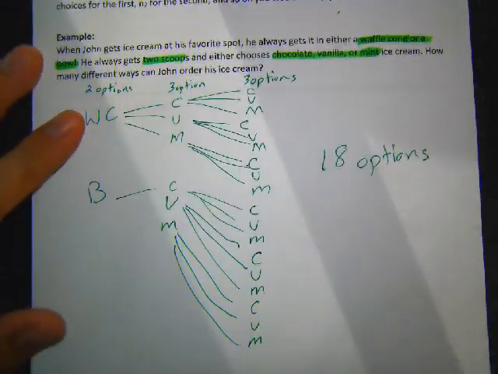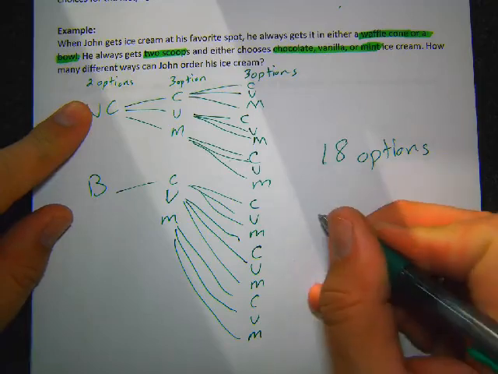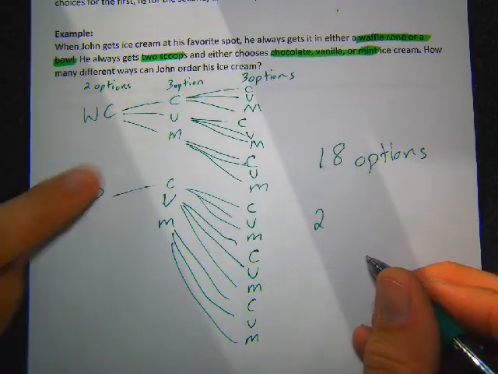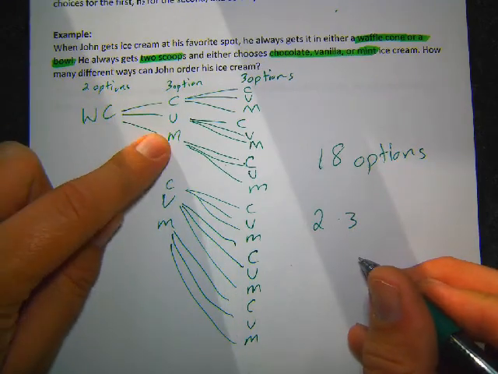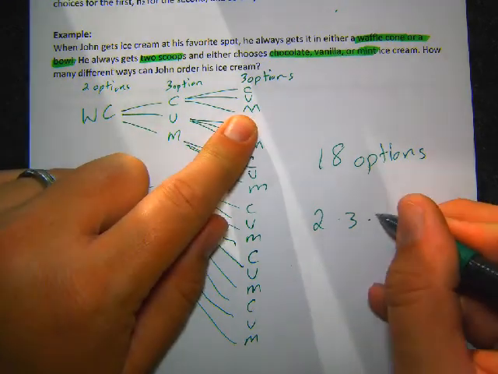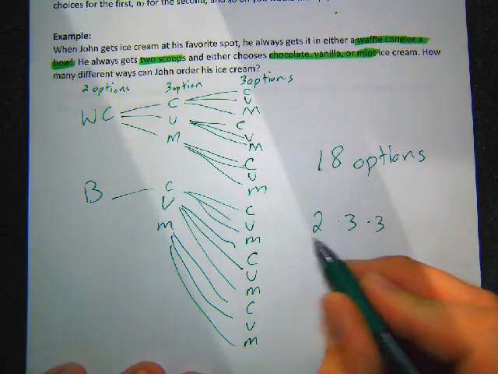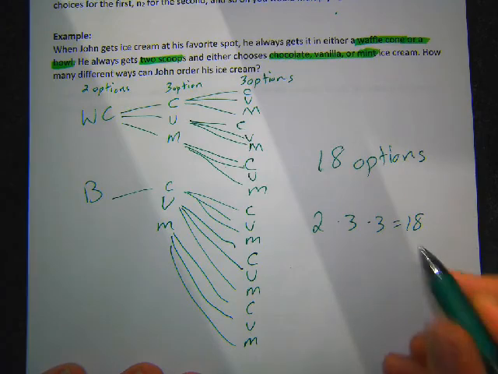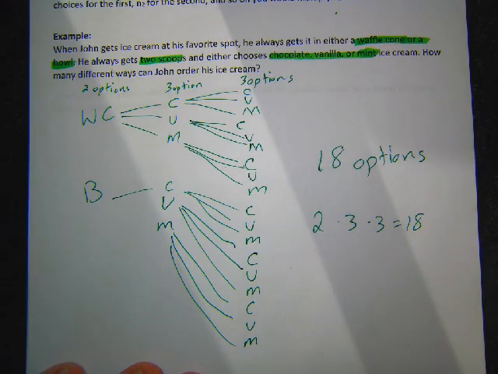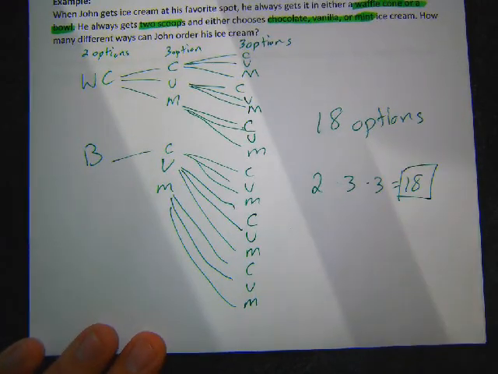But for our example down here, a little more concrete, you can see that in the first place we had 2 options, waffle cone or bowl. The first scoop we had 3 options because we had chocolate, vanilla, and mint, and then the second scoop we had again 3 options, chocolate, vanilla, and mint. So we could multiply 2 times 3 is 6, times 3 is 18, and get that same number of 18 options we got without having to make this huge chart and graph. We could just multiply and get 18 that way. And so this is the multiplication principle at work.